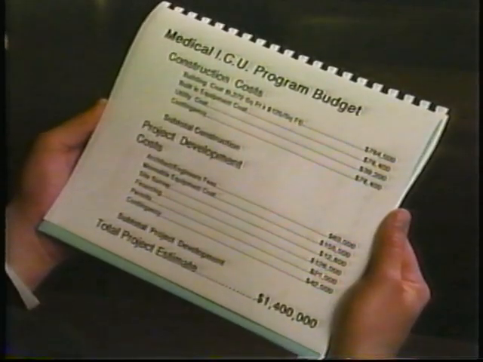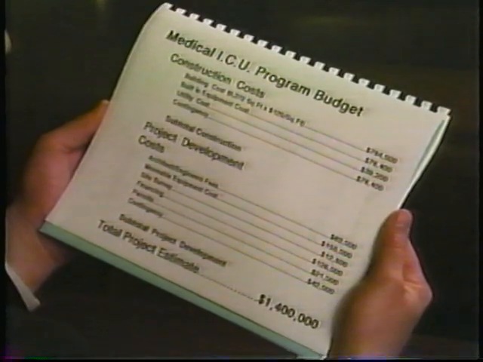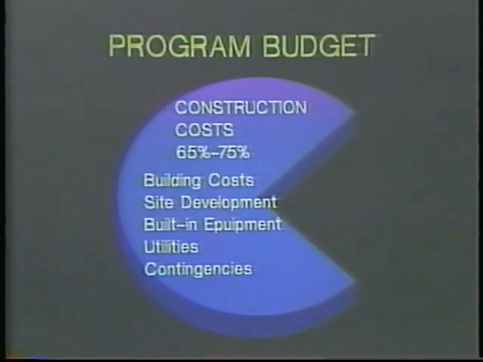The proposed preliminary budget in a program has many components, but the major categories are the construction costs, made up of many components such as building costs, site development costs, built-in equipment costs, utility costs, and a contingency. The construction costs are generally 65 to 75% of the total budget for the project.